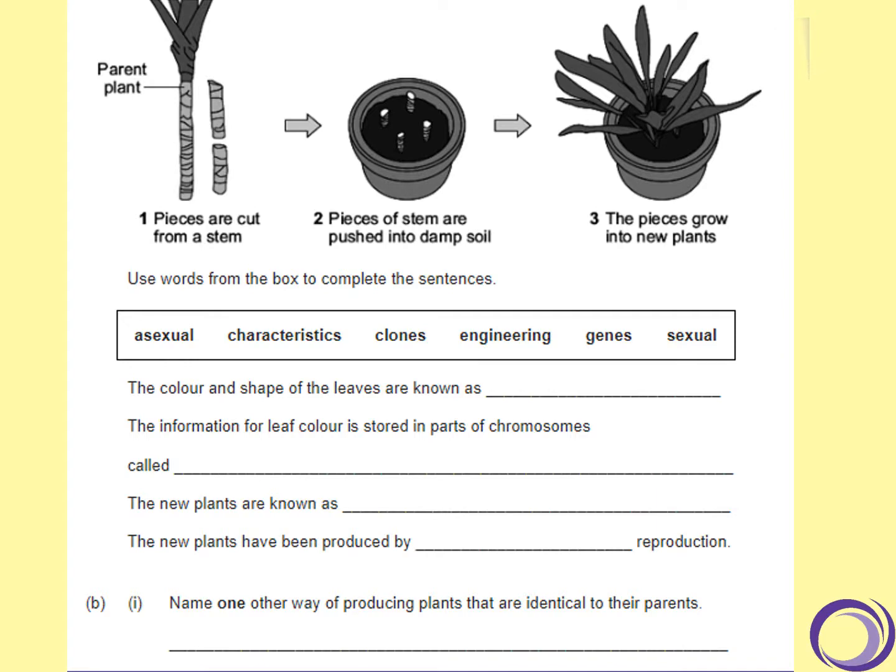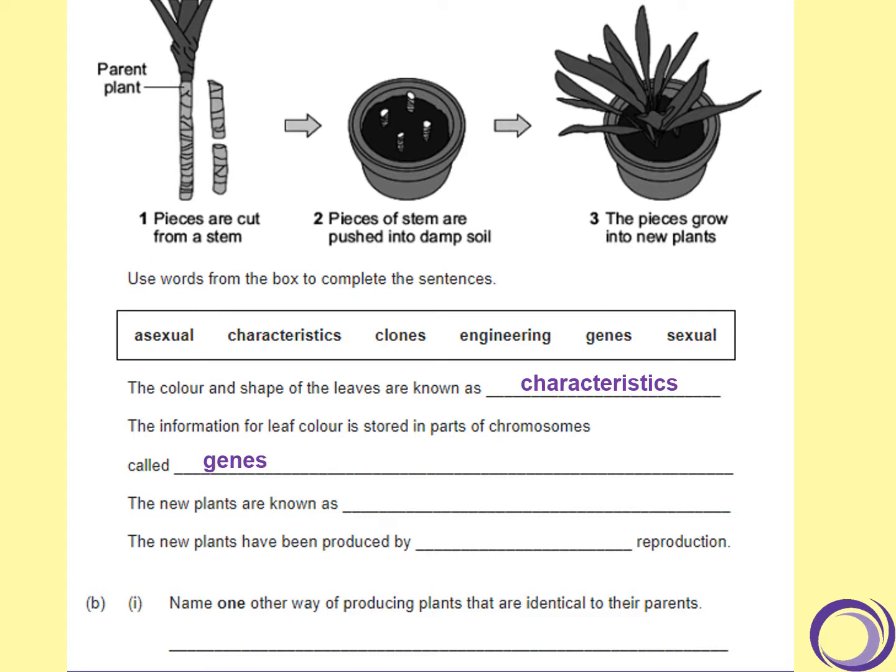And then it asked you to use the words from the box to complete the sentences. The colour and shape of the leaves are known as characteristics. The information for leaf colour is stored in parts of chromosomes called genes.